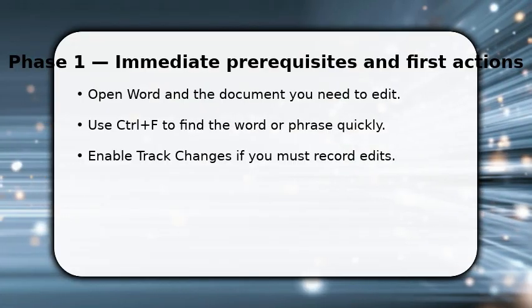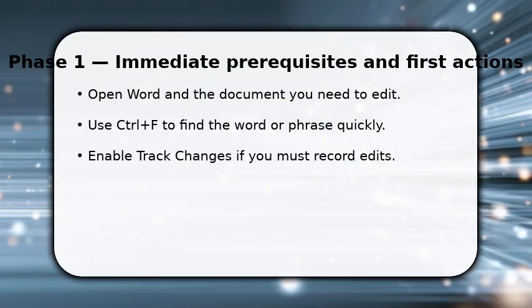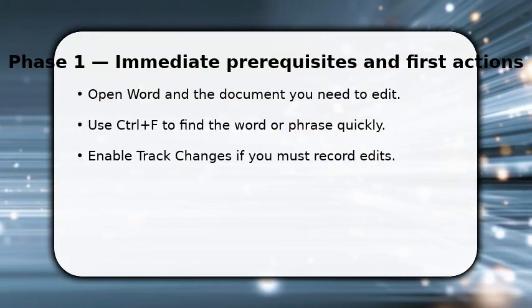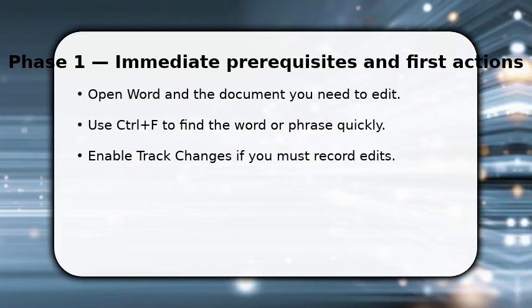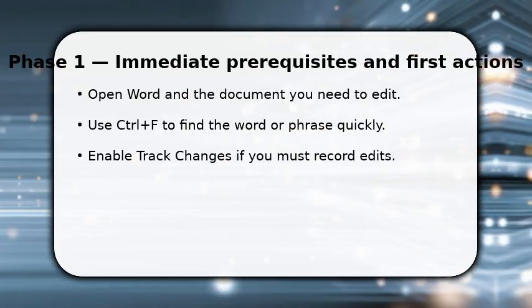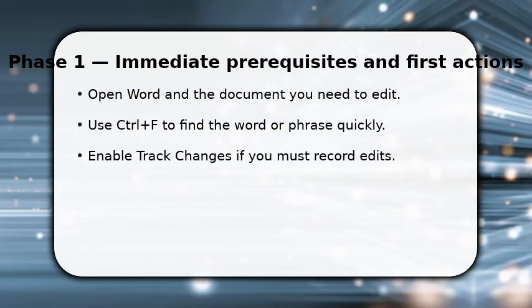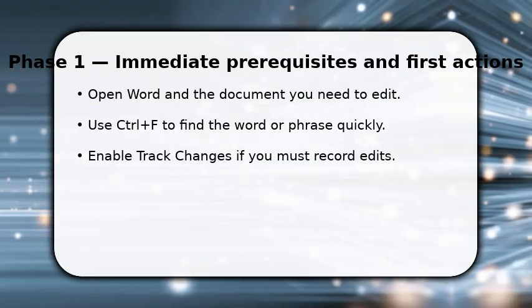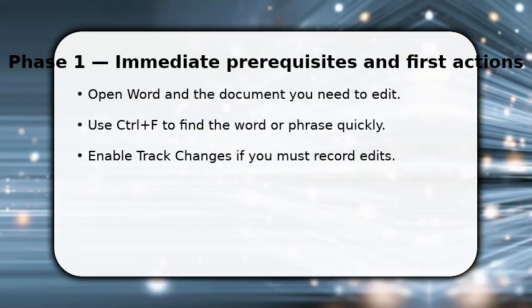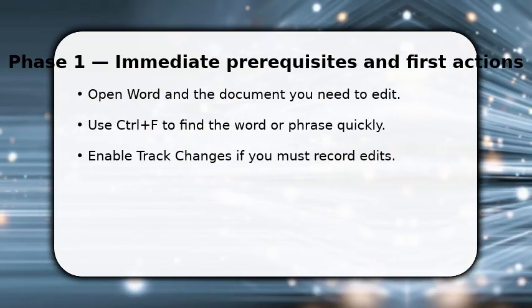You start by opening the document and locating the exact words you want to change. Use Ctrl+F to jump straight to instances. This saves time when a file has many pages. Once found, decide whether you need to preserve original text with track changes. Turn it on if others will review edits.